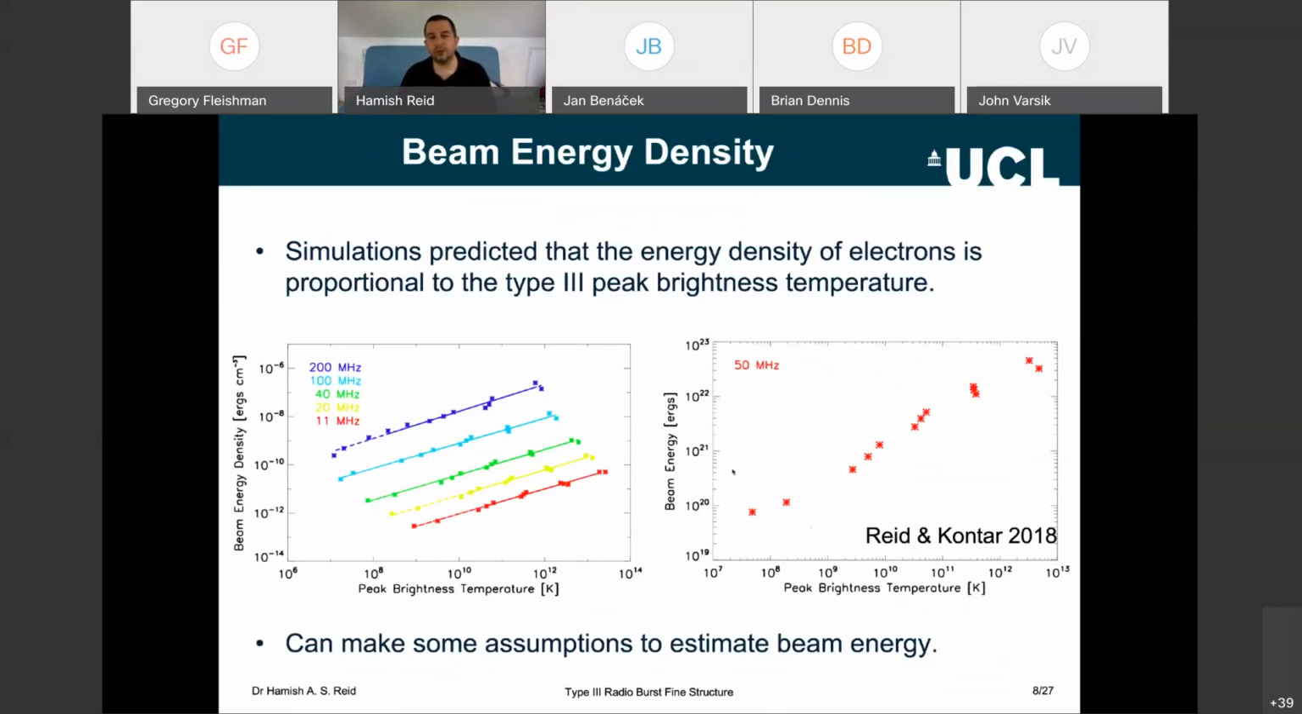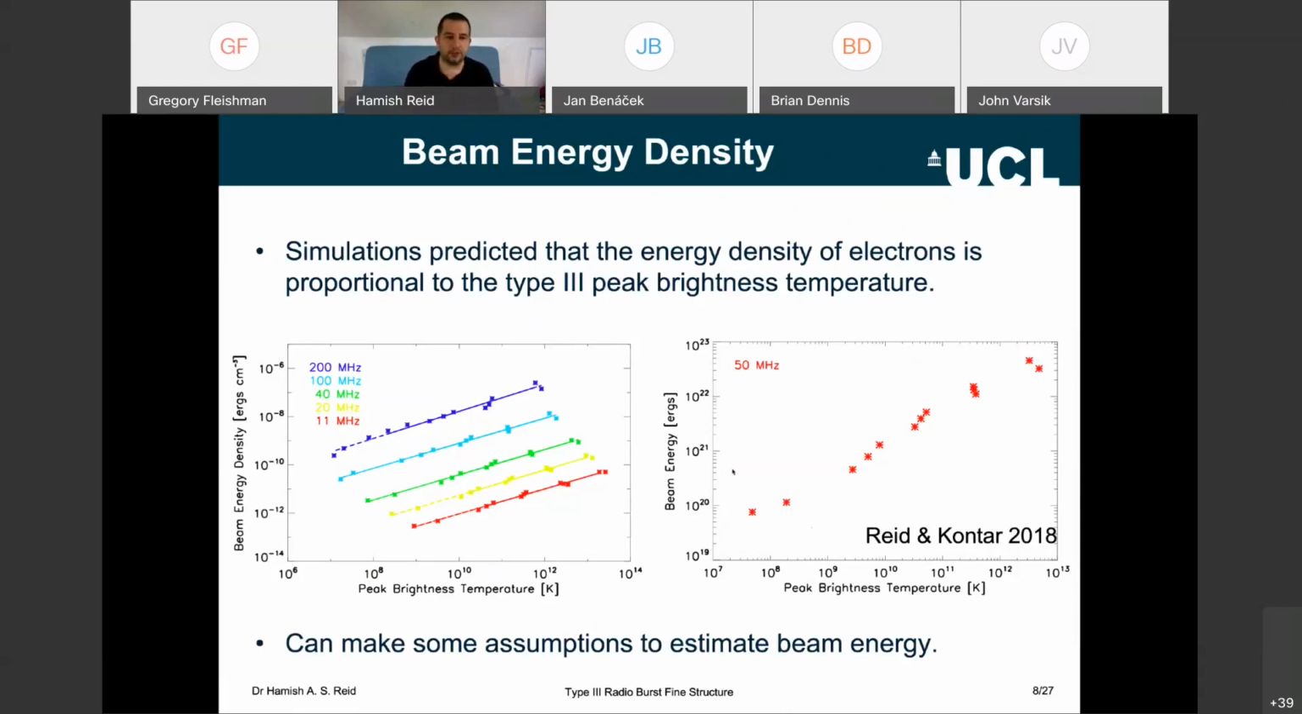The simulations also showed a rather interesting fact: the energy density of the electrons was directly proportional to the peak brightness temperature of the type 3 burst. This is something we didn't really understand before, because it's quite a non-linear process. But this is assuming fundamental emission, that essentially the level of Langmuir waves being produced couples with a bath of ion sound waves to produce this fundamental emission.